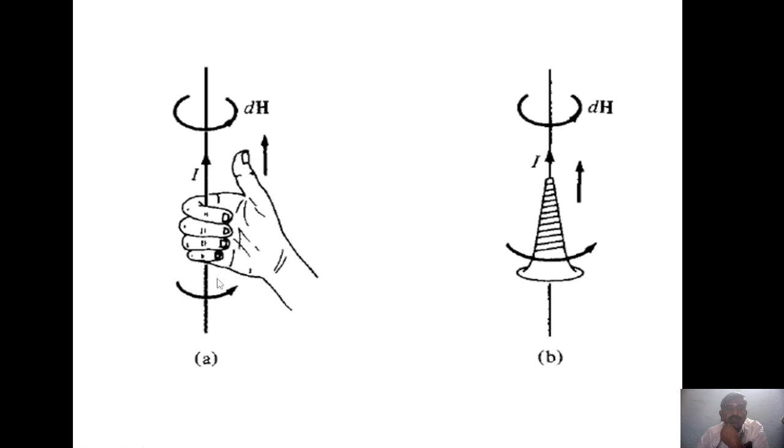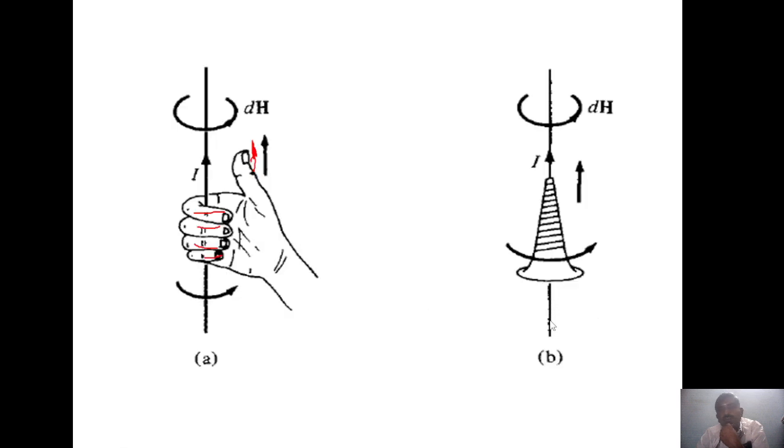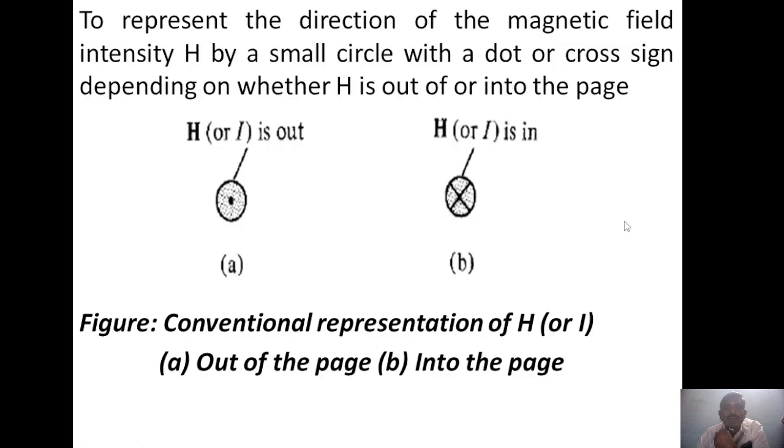Look at the diagram. Here the current flows in the upward direction. The thumb points in the direction of current flow, and the encircling fingers show the direction of the magnetic field experienced by the conductor. This is how we easily identify the direction of magnetic field. We can also identify it using the right hand screw rule. You tighten the screw in the direction of current flow, and the direction of rotation of the screw shows the direction of the magnetic field intensity.